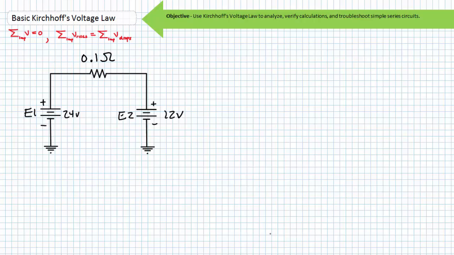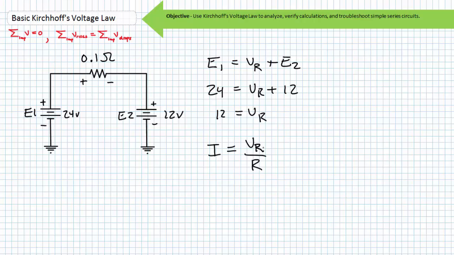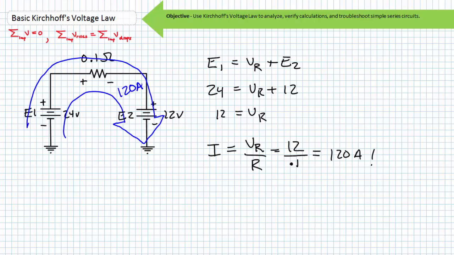Our KVL analysis of this configuration is rise E1, fall VR, fall E2. Substituting in the known values of E1 and E2 and subtracting 12 volts from each side, we find the differential across this tiny resistor to be 12 volts. With 12 volts across a 0.1 ohm resistor, Ohm's law states that the current through it is proportional to the voltage across it and inversely proportional to the resistance. You can see where this is going, don't you? 12 volts divided by 0.1 ohms yields an expected current draw of 120 amps.